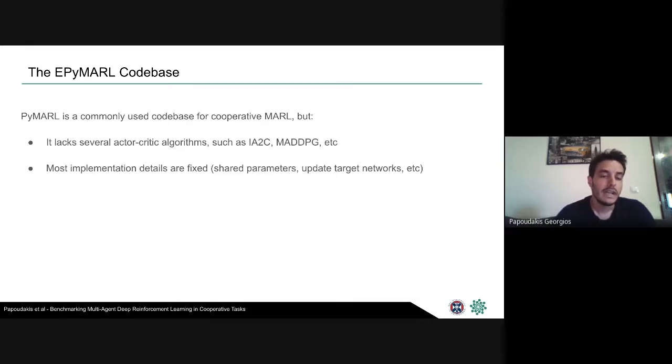Most of the implementation details are fixed. For example, PyMARL assumes that the parameters between the agents are shared. The update of the target networks in value-based algorithms is always hard. The agents always use RNNs. And we believe that having the ability to manipulate these implementation details easily is very important in order to optimize our algorithms.